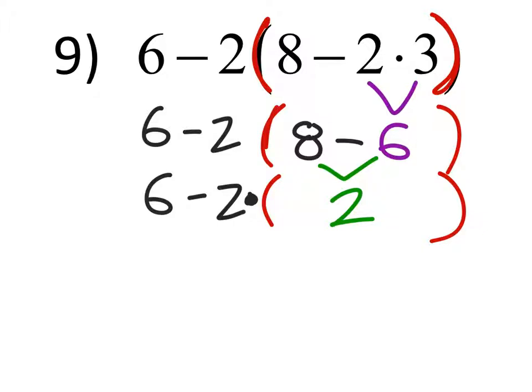So now we have multiplication from left to right, which is just this 2 and 2. 2 times 2 is 4. And now I've got 6 minus 4, which is 2.